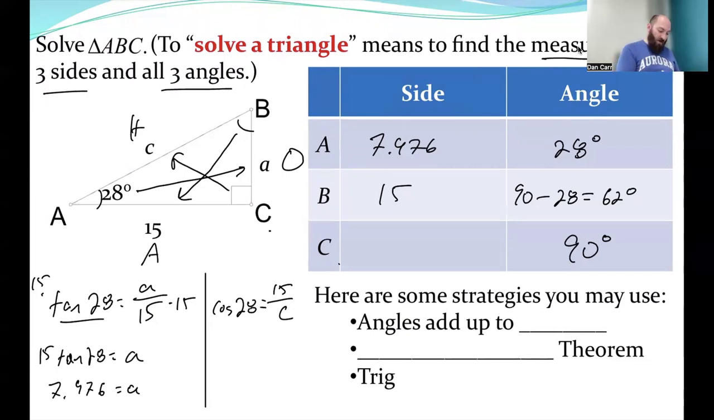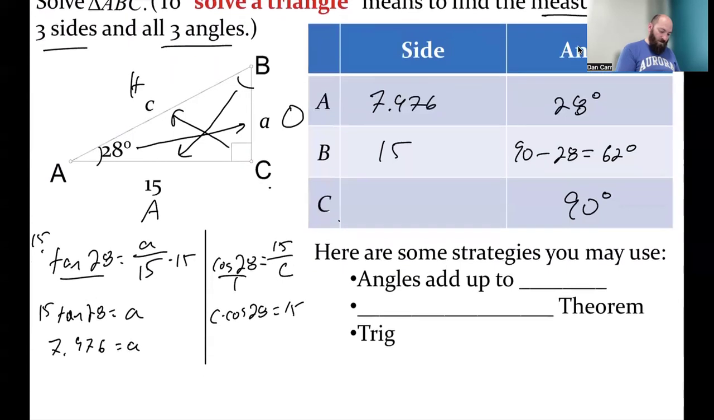Now in this scenario, if I call this over 1, I'm going to multiply both sides by C. So I have C times the cosine of 28 equals 15. And I can divide both sides by cosine 28. So C is equal to 15 divided by the cosine of 28. You can take some shortcuts with these steps if you want, as long as you keep track of everything. So that's why I plug in my calculator.